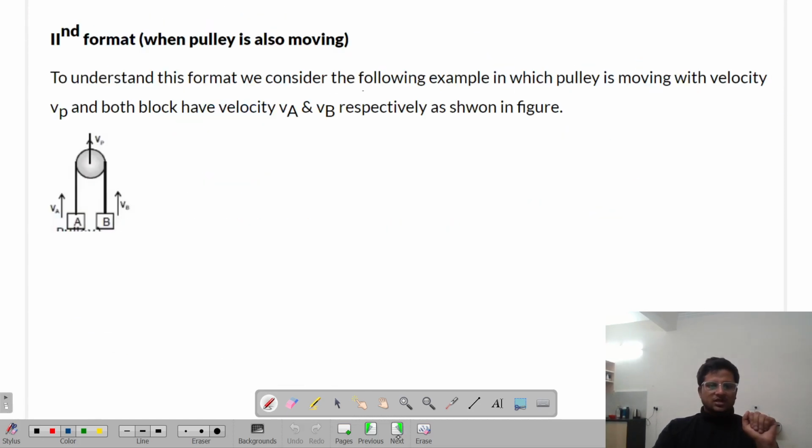Now one thing is there: we have the second format, where the string can also have some velocity in the upward or downward direction. Are you able to get me? It means the pulley can have it. Okay, so what we are considering, let's suppose we have one pulley.